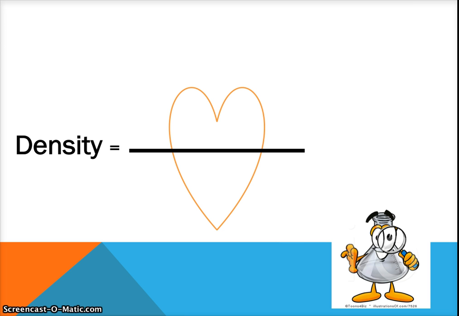A trick to help you remember the formula for density is that density equals a broken heart. Because if you draw a heart and break it in half, there is an M on top for mass and a V on the bottom for volume.